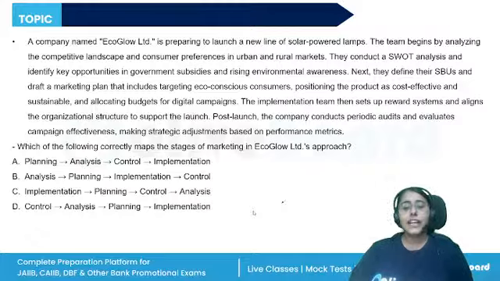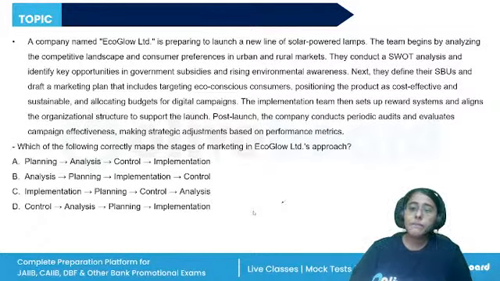Now let us try to solve some questions. First, a case study, because from module C, maximum case studies are asked. Let us go through it together. A company named EcoGlow Limited is preparing to launch a new line of solar powered lamps. The team begins by analyzing the competitive landscape and the consumer preferences in the urban and rural market.